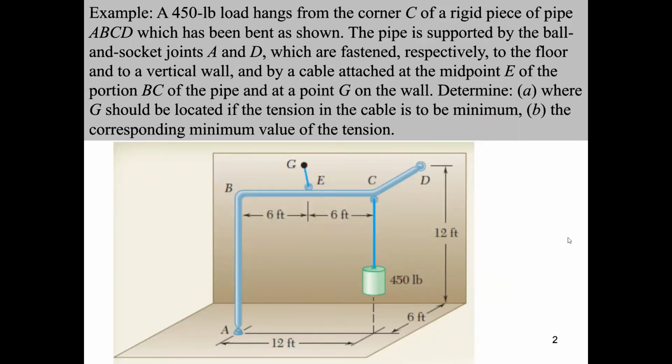This is our example, and here we have a 3D frame. This frame is supported by a ball and socket at point A, a ball and socket at point D, and a cable at point E which is fastened to the wall at point G. This frame is supporting a weight of 450 pounds downward. It's required to find the minimum tensile force in cable EG and the location of point G that will give minimum tensile force in the cable.